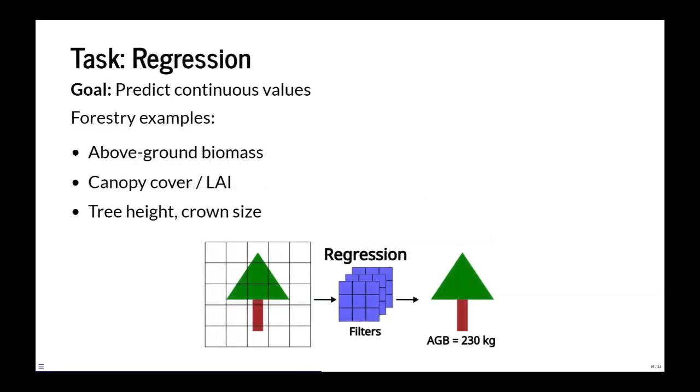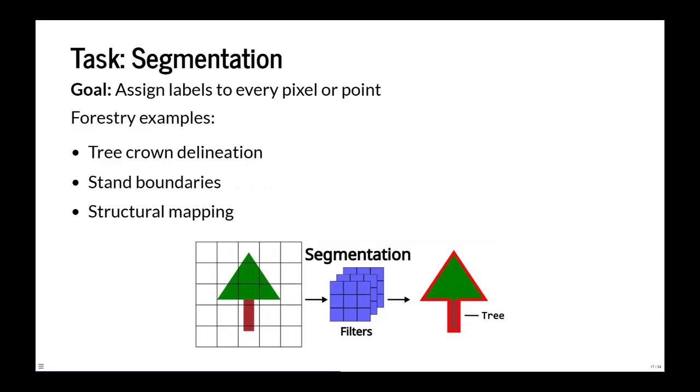Regression, on the other hand, can be things like measuring above ground biomass, canopy cover, tree height, crown size, things like that. And what that does is we, again, have this image as our input. We apply these convolutions, and then we get some sort of estimate of above ground biomass.